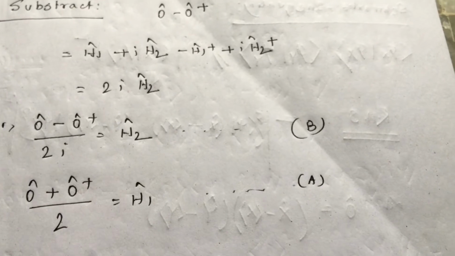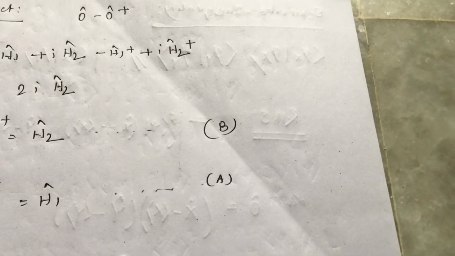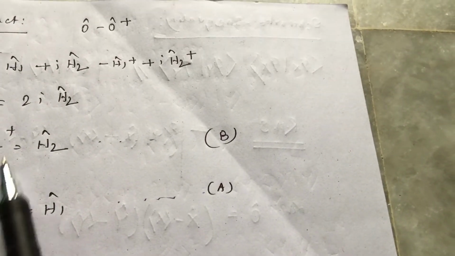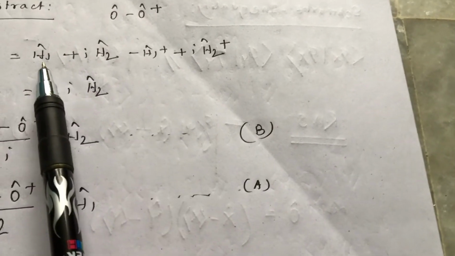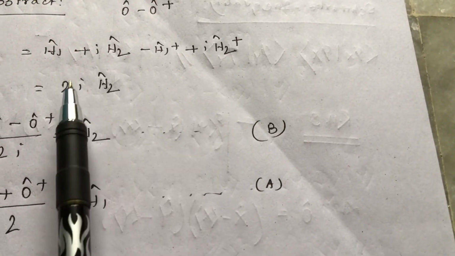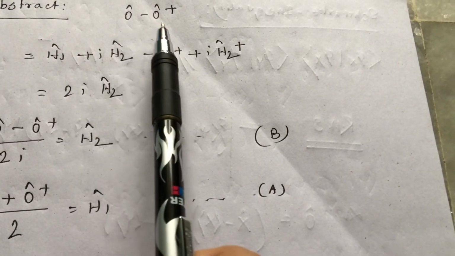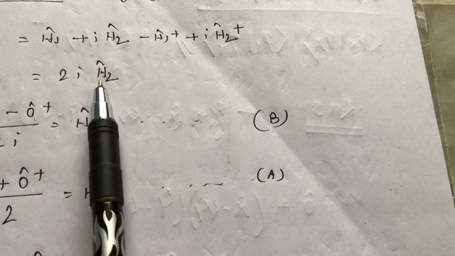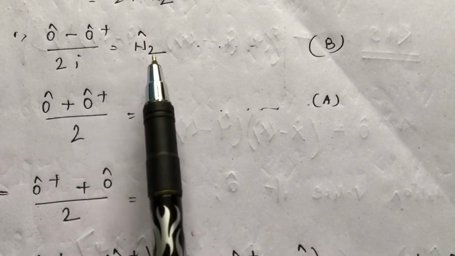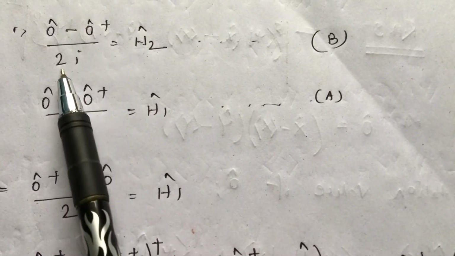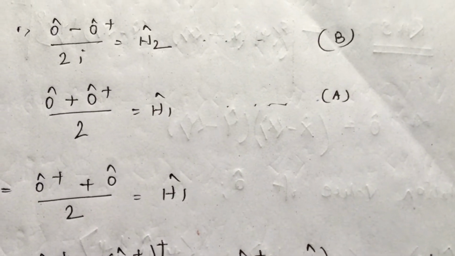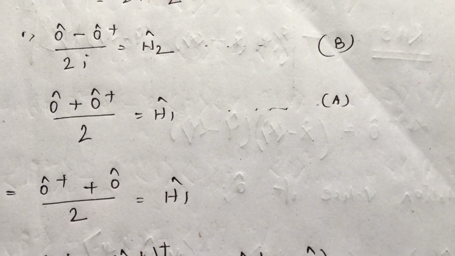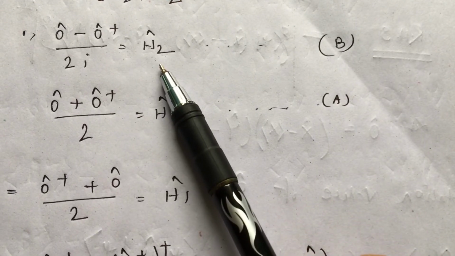Now let's subtract O and O dagger. If we take the subtraction of O and O dagger, I will get this, and I will have O minus O dagger equal to 2i H2. Now H2 equal to O minus O dagger divided by twice i. This is my equation B. Now I need to prove that H2 dagger equal to H2.